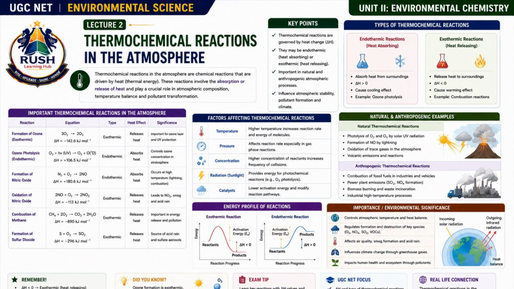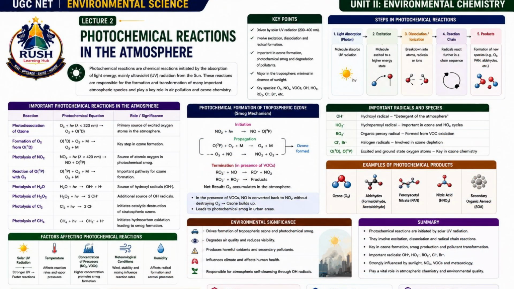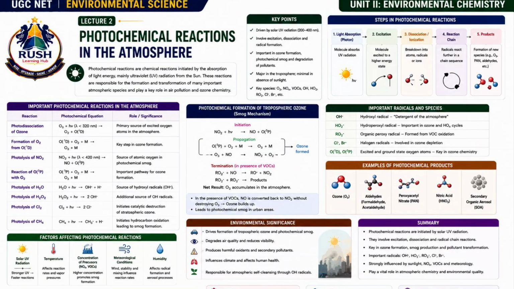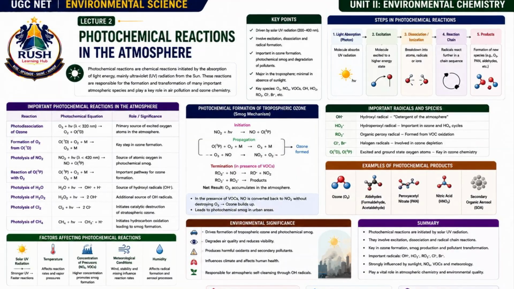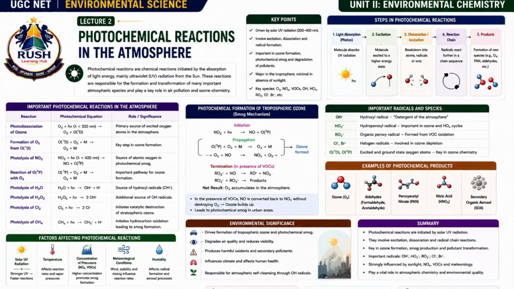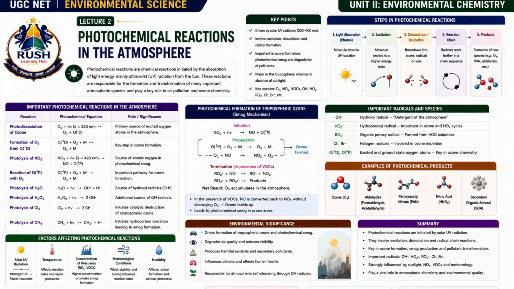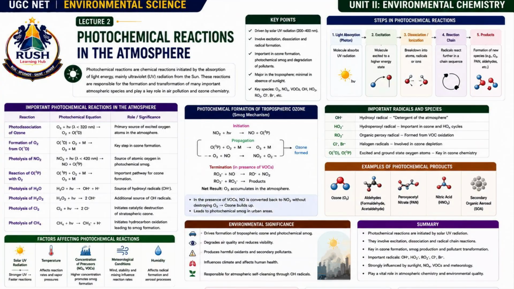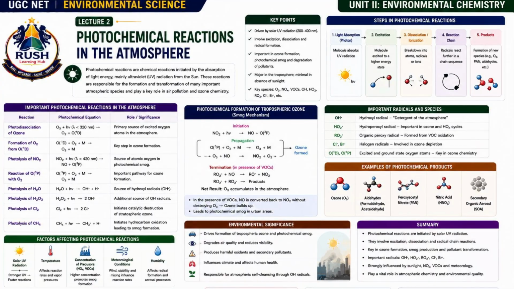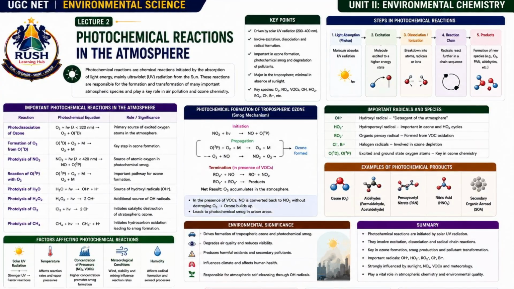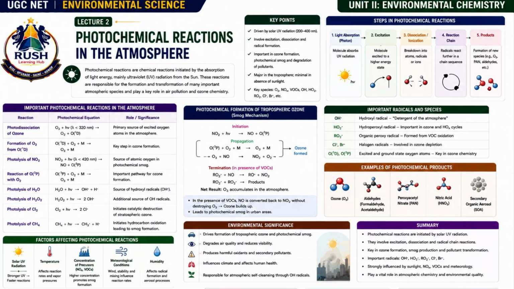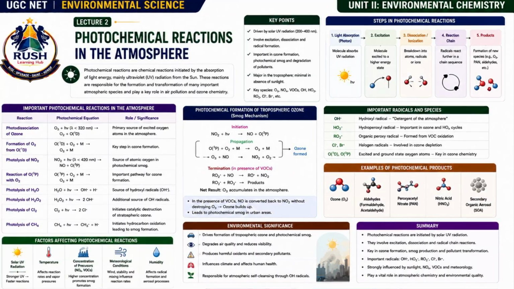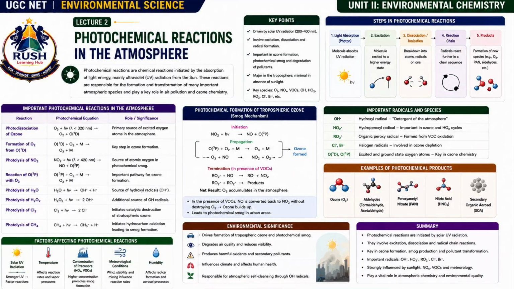We will study photochemical reactions in the atmosphere, one of the most important topics in atmospheric chemistry and a highly repeated area in UGC NET Environmental Science examinations. Photochemical reactions are chemical reactions that are initiated by sunlight, particularly ultraviolet radiation from the sun. Unlike thermochemical reactions, which are driven primarily by heat energy, photochemical reactions are driven by light energy.